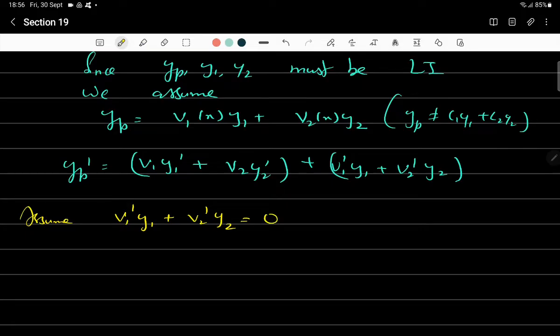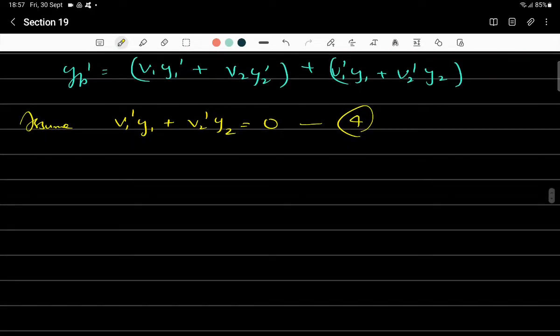If I assume this, then one thing is that when I compute yp double dash, the second order derivatives of v1 and v2 would not be there. The other thing is that I will consider it as one equation, and by substituting yp dash and yp double dash into the given equation, I will get another equation. That gives me two equations, a non-homogeneous system of equations, which I can solve to get v1 dash and v2 dash, from which I will compute v1 and v2.